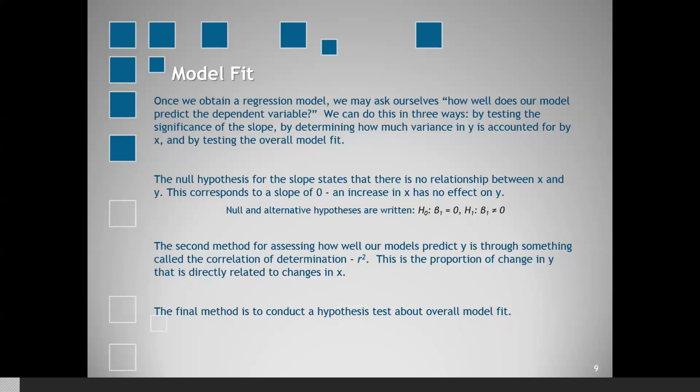The final method is to conduct a hypothesis test of overall model fit. This is identical to the F-test we learned about in the last module when conducting an ANOVA. In fact, regression and ANOVA models are identical. With only one predictor, the F-test of overall model fit is identical to conducting a hypothesis test on the slope. However, if a linear regression model contains multiple predictors, this test measures how well all the independent variables together do in predicting y. That differs from the test of the slope, which just tests whether one predictor outside of any other predictors does a good job at predicting y.